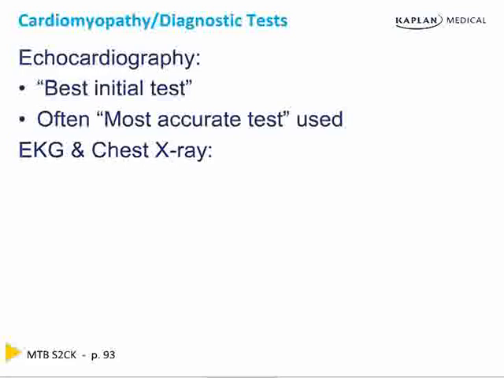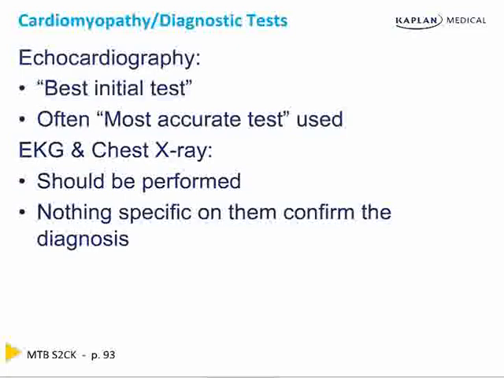EKG and chest x-ray, although they should be performed, there's really nothing specific on them that confirms a diagnosis. You can't really look at an EKG and say that EKG definitely shows cardiomyopathy. Impossible. There's nothing on an EKG that can tell you that. There are things on the EKG that can show you had an old infarction or you have hypertrophy, but you can't tell symptoms from it. You can't tell wall motion from it. You can't tell wall motion from an x-ray. It might be dilated, but you can't tell how it moves.